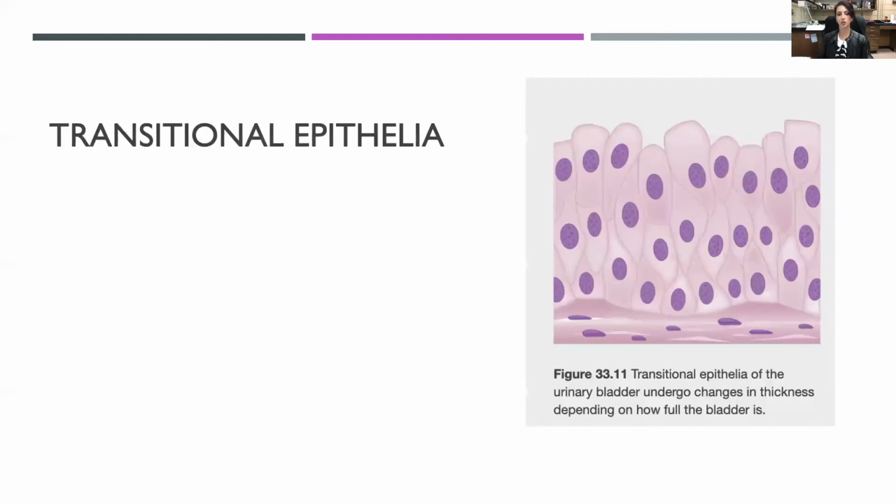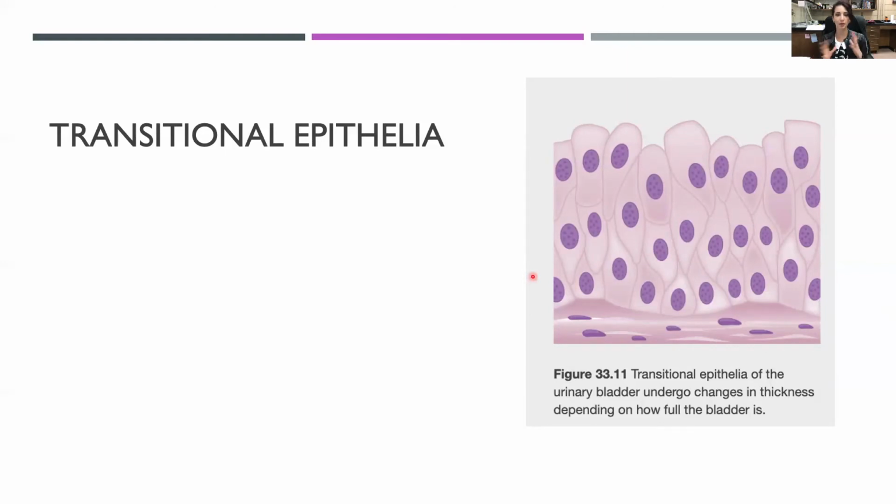Next up is transitional epithelia. These are also called uroepithelial cells because they appear only in the urinary system. And when we say urinary system, we mean primarily the bladder and the ureter. And these cells here are arranged in a stratified layer, but they have the capacity to appear like they're being piled up on top of one another in a relaxed and empty bladder.